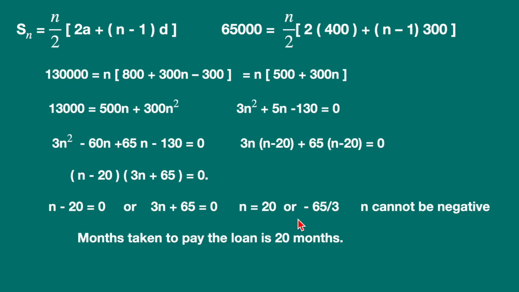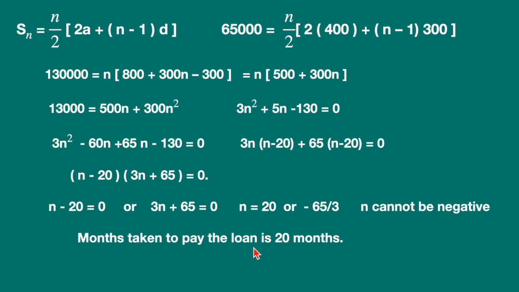Write down the formula. Substitute these values. Simplify. It is a quadratic equation in the number of terms n. Here you can split the middle term. This requires algebra. You get the value of n as 20 or minus 65 by 3. n can never be negative, and that too a fraction. So n is equal to 20 is the right answer.